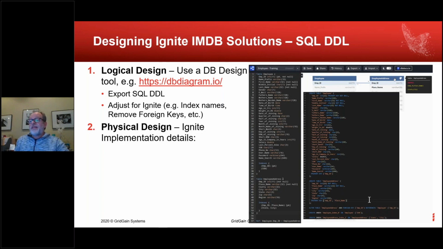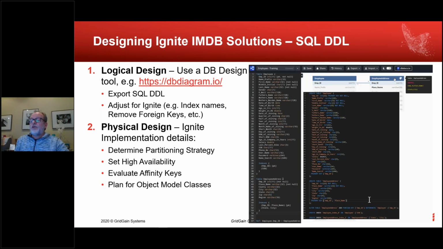So that's good. Then on the physical side, we've gone from relational and just designing it right and getting the tables and indexes in here, which is partly physical. But from an Ignite perspective, some of the additional things you need to look at is thinking about your partitioning strategy and setting high availability settings, like backing up your partitions, so you have a backup partition count of 1 or higher. You might want to evaluate your affinity keys, and you want to plan for your object model classes as well.